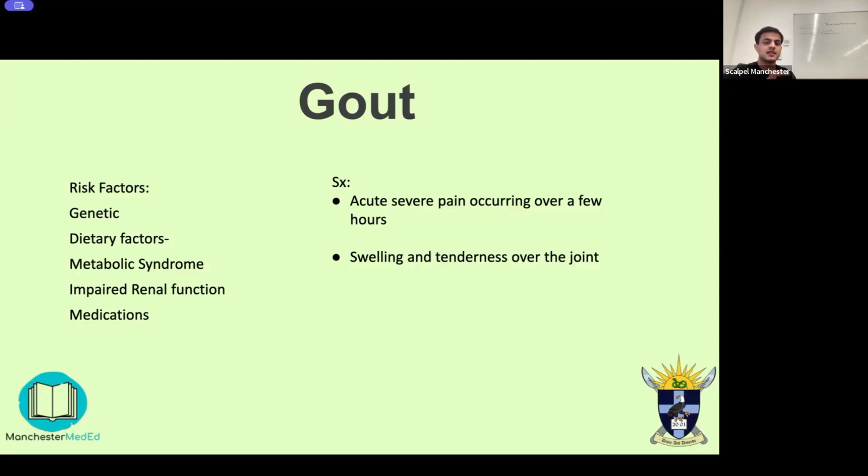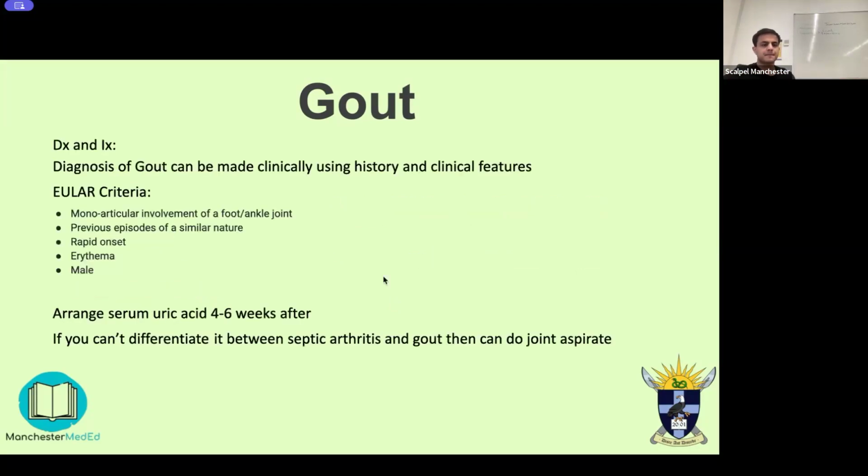So this is quite acute severe pain, and you're suspecting gout, but you're also going to be suspecting something else, like septic arthritis, but we'll get onto that. And then you're also going to notice that this might be swelling and tenderness over the joint. So in terms of the diagnosis of gout, you can make it clinically using your history and your clinical features.